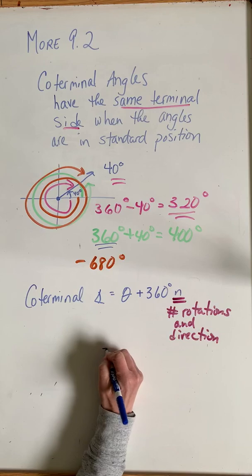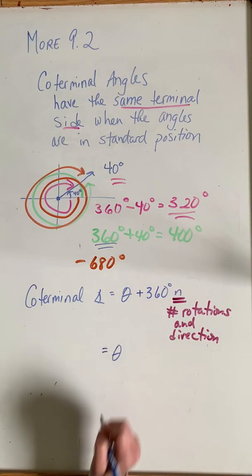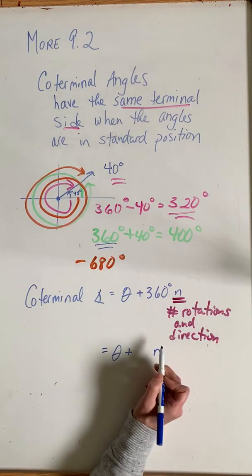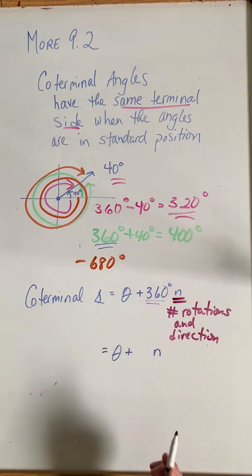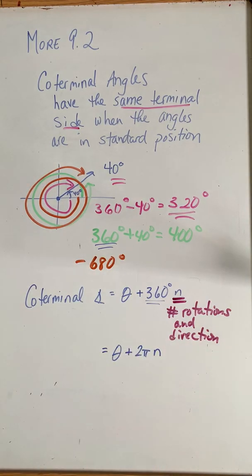All right, so what's the only difference then if we wanted to give our angle in radians? Well, we're still going to start with our angle theta, and we're still going to add some multiple of n. But what is the radian equivalent of 360 degrees? 2 pi. Okay, so same idea.